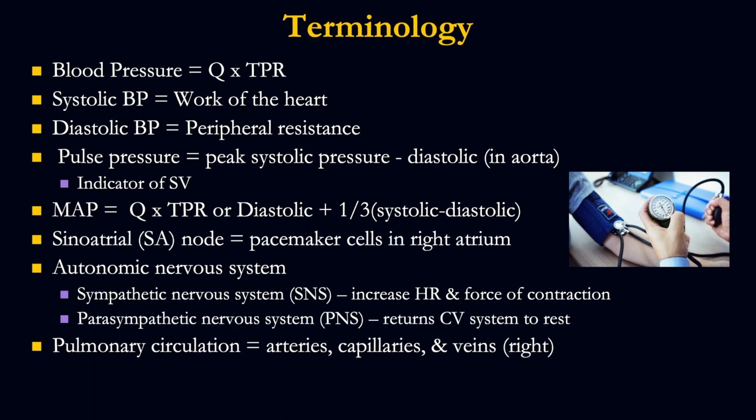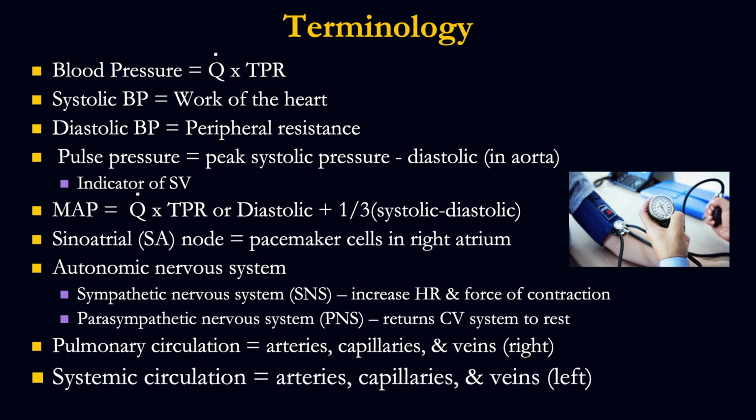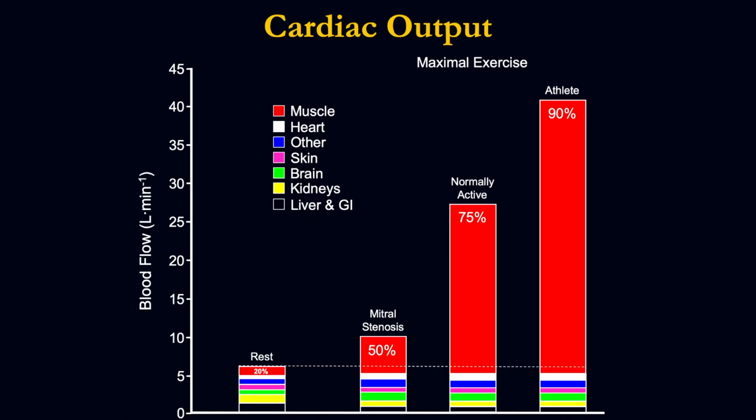Pulmonary circulation contains arteries, capillaries, and veins. This is the right side of circulation, the right side of the heart. Systemic circulation also contains arteries, capillaries, and veins, but this refers to the left circulation, or the left side of the heart. Let's begin by discussing cardiac output.